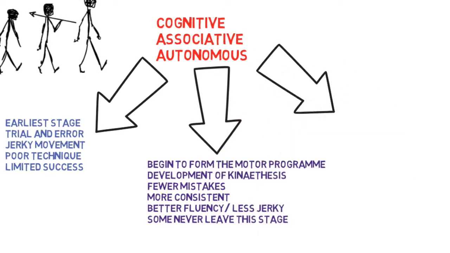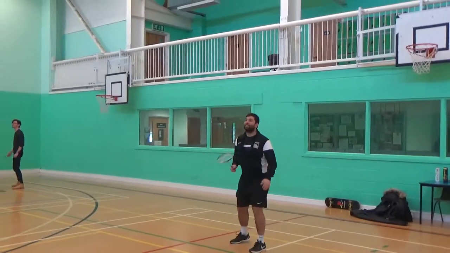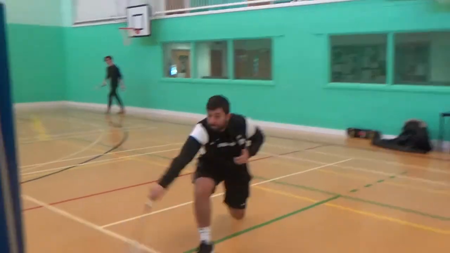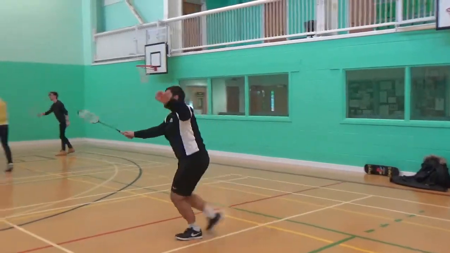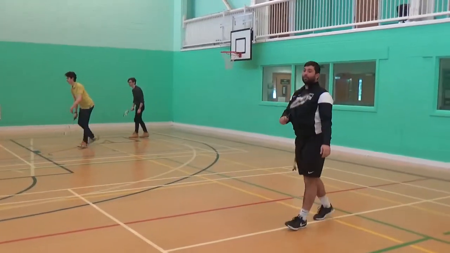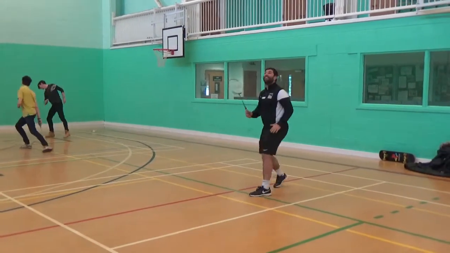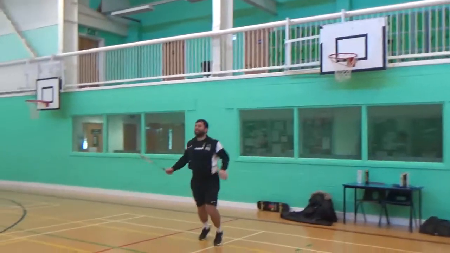So let's look at the last stage, the autonomous stage of learning. So here basic skills are very easy, advanced skills are fluent, they're very consistent throughout their performance, and they can focus on other aspects, for example tactics, because they have spare attention. They don't need to concentrate on the skill, therefore they're in the autonomous phase.